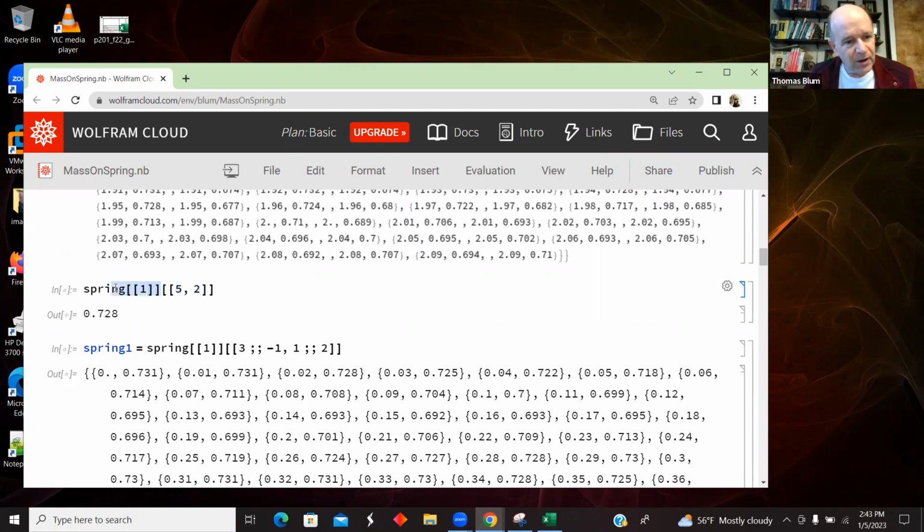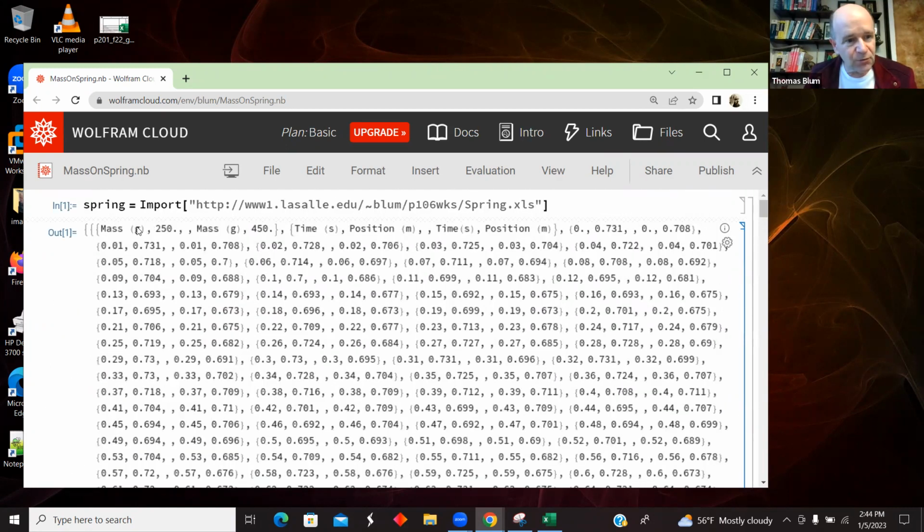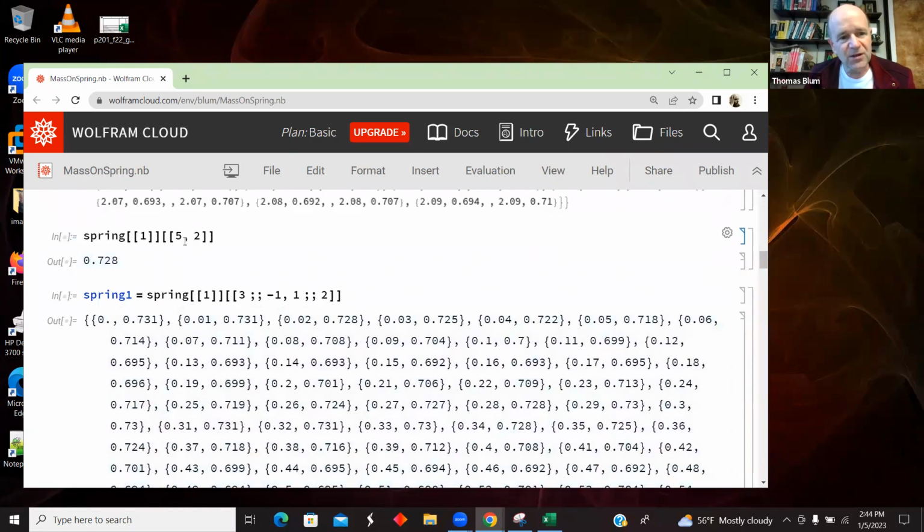So I'm on the first sheet, which is all there was, and row 5, column 2, and I'm getting a 7.28 here. Row 1 was this label, row 2 was another label, row 3 was the time 0, row 4 was a time 0.01, and row 5 was 0.02, and the second column is the position for the first spring at a time of 0.02. So row 5, column 2 is the 7.28. That's just a way to understand how we are getting pieces of this list of lists that we got from importing the Excel.